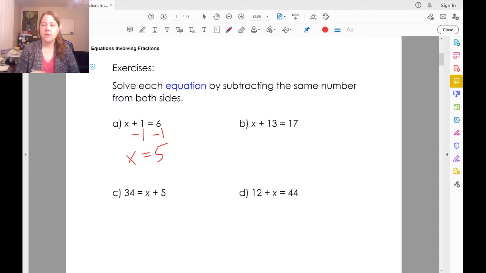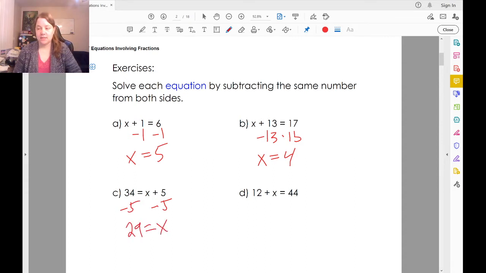Welcome back. So let's look at letter B. X plus 13 equals 17. So when you take away the 13 from both sides, you get x equals 4. 34 equals x plus 5. So when we take the 5 away, we know that 29 is the same thing as x. 12 plus x equals 44. Let's take 12 away from both sides, and x is going to be the same as 32.